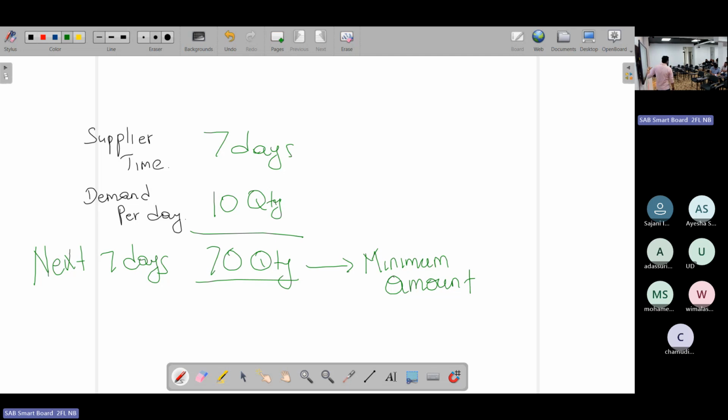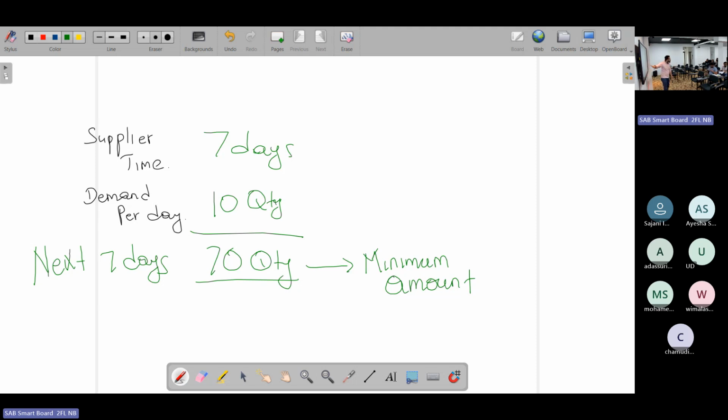If 70 is minimum, what is the reorder level? Above that. Any amount above that is reorder level, somewhere 75 or 80. I can't say what the amount is above that. Before reaching the minimum level, they should keep the reorder level, and if they reach the reorder level, they should place the new order. Then always they should have a little more stock in their store.